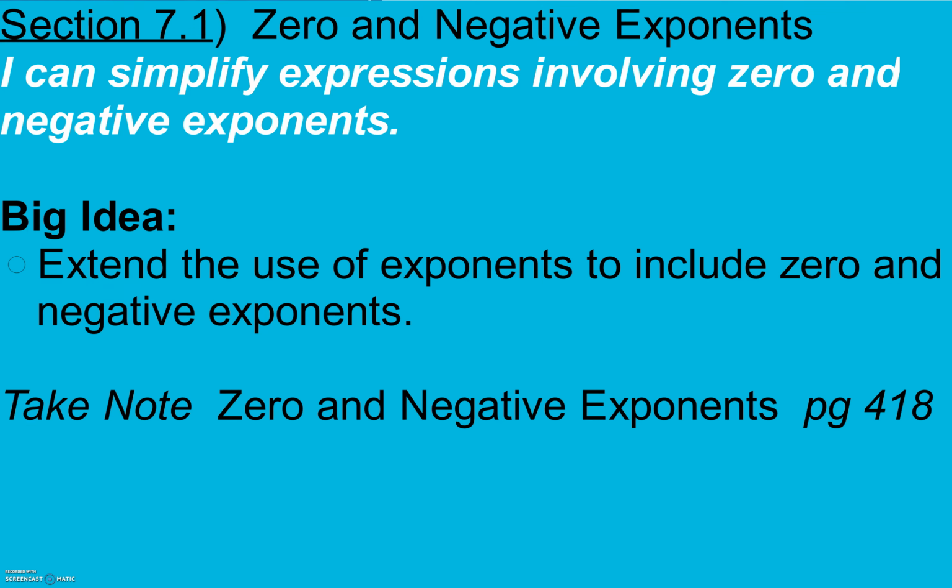Take note. First part says zero as an exponent. For every non-zero number a, a raised to the zero power equals 1. So it doesn't matter what our base is, unless it's 0. If we raise it to 0, we always get 1.